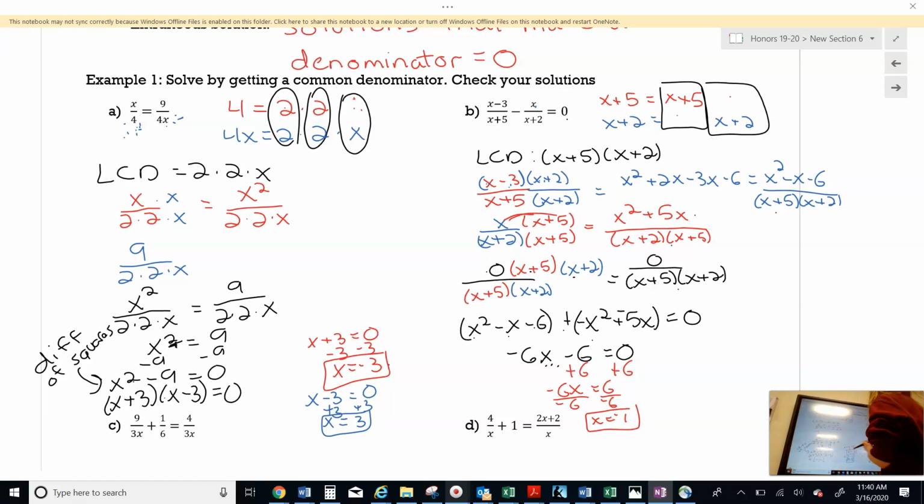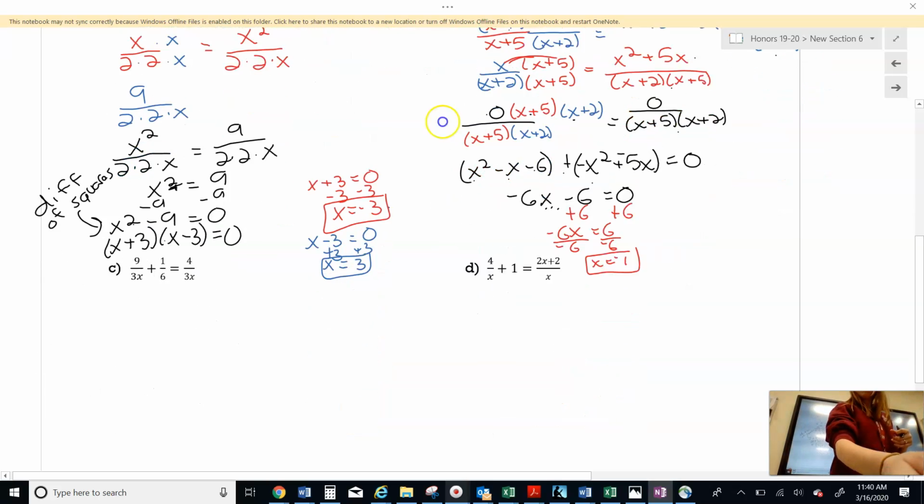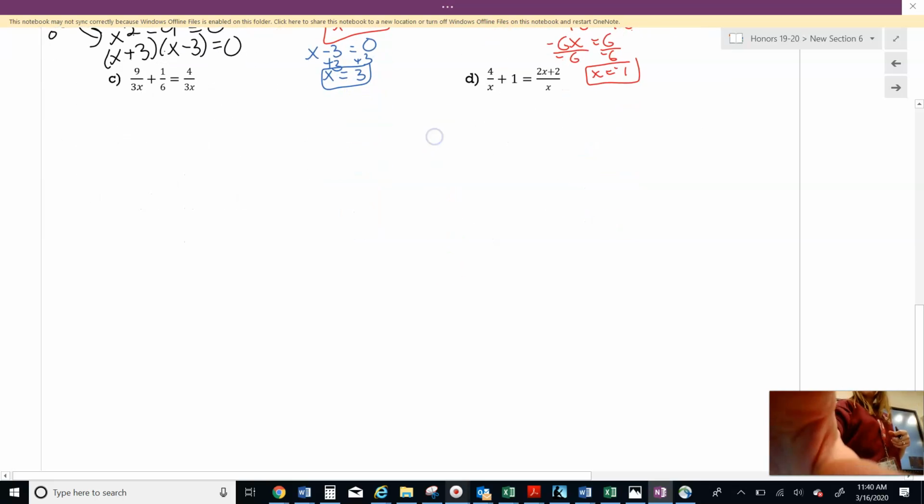Now, I want to plug it back in to my denominators. Negative 1 plus 5 is 4. Good there. Negative 1 plus 2 is 1. I'm good there. Okay, so as long as your denominators aren't 0 at the end, your answer works. Let's look at another example. Let me scroll here.